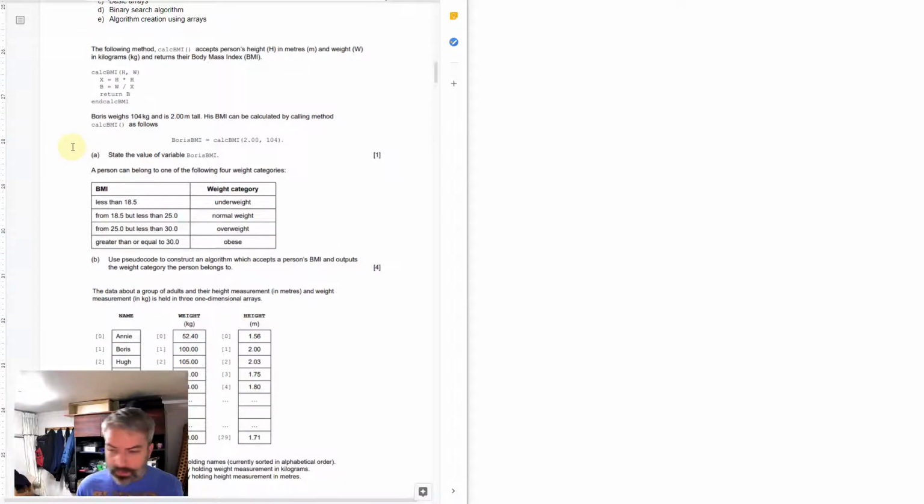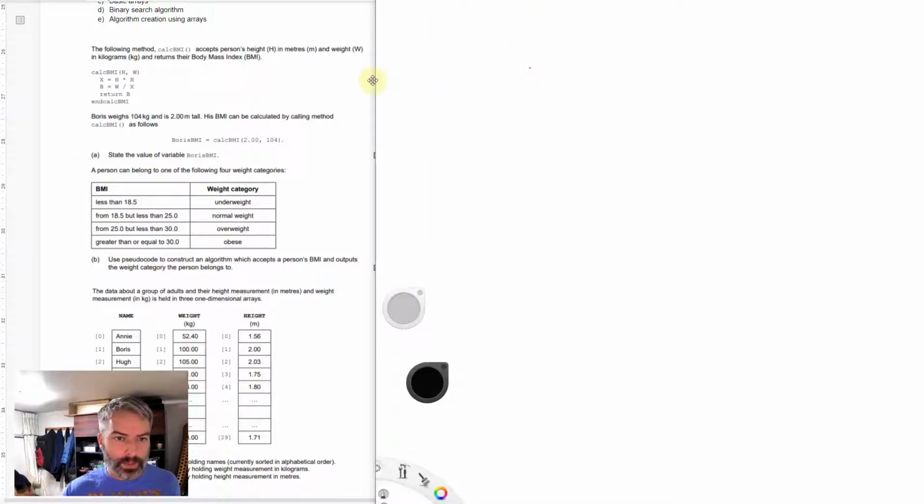Cool. Right off the bat, this is just a simple understanding of the code, worth only 1 point. So it's just a quick check-in problem here. Anyways, we're going to figure out the body mass of Boris here. The first parameter is going to be height, so height's 2.0, and then weight is 104.